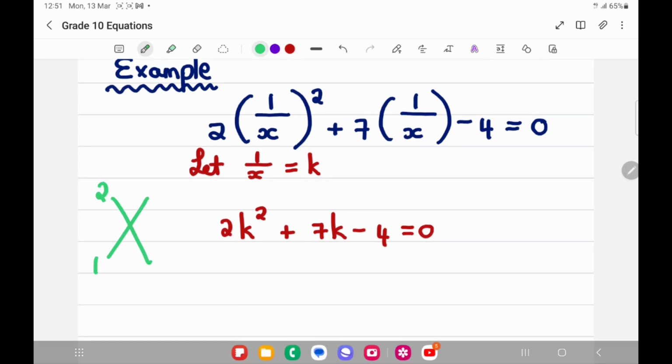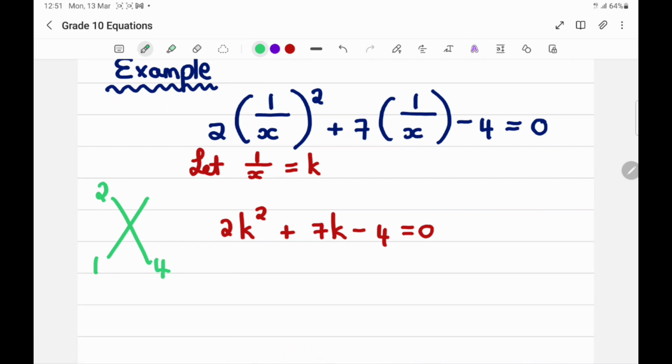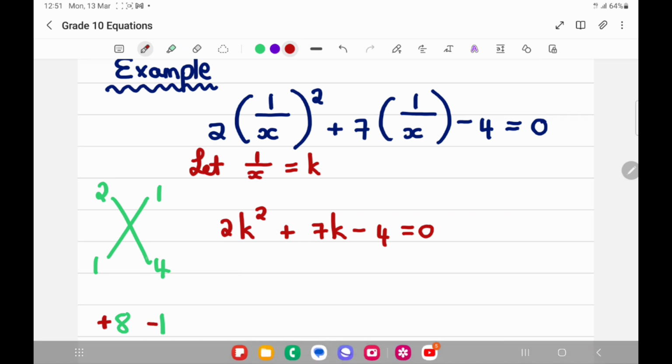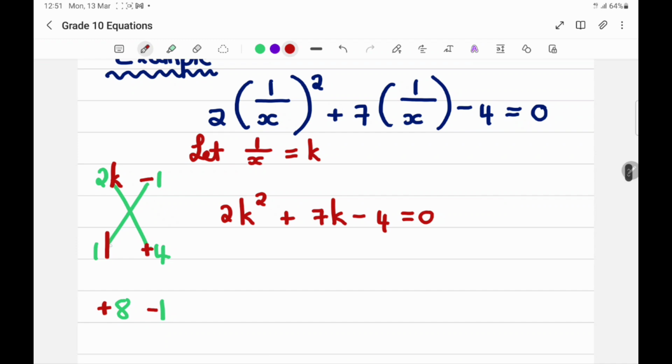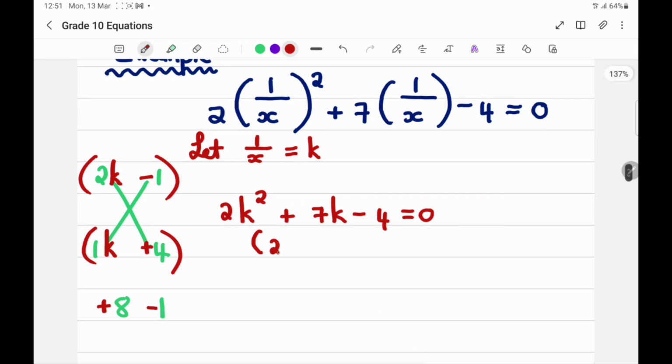Trinomial, 2 times 1, and let's try 4 times 1. I think it is like this. 2 times 4 is 8, 1 times 1 is 1, so we need a positive 8 minus 1. Okay, which one gave you the 8? 2 times 4 gave you the positive, and the 1 times 1 gave you the negative. And we're going to sub there a k instead of an x. There's our two brackets. So 2k minus 1 times k plus 4 is equal to 0. Let's quickly check. 2k times k is 2k squared plus 8k minus 1k. Yes, it works out.